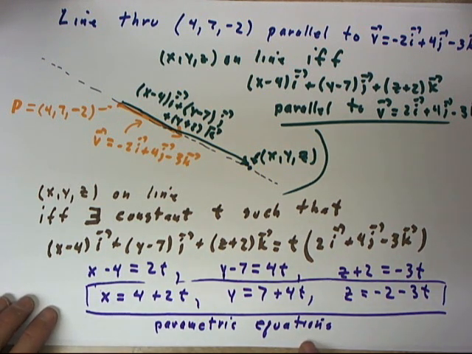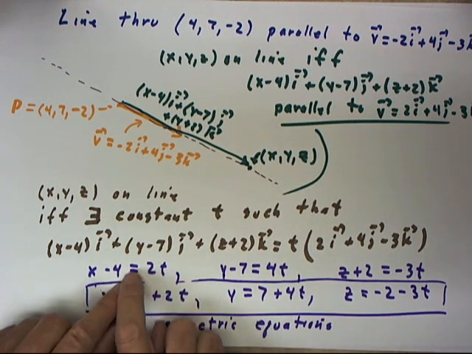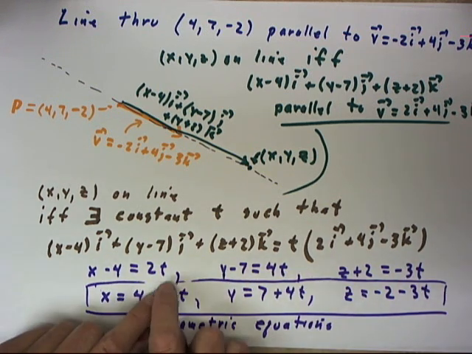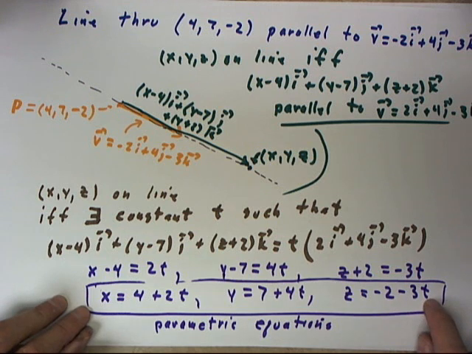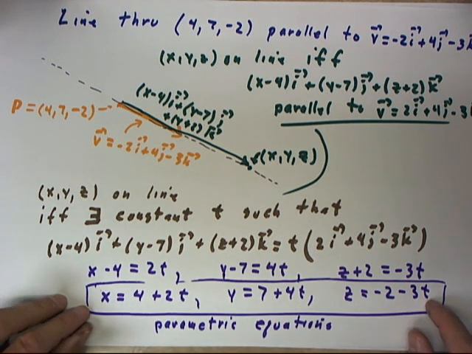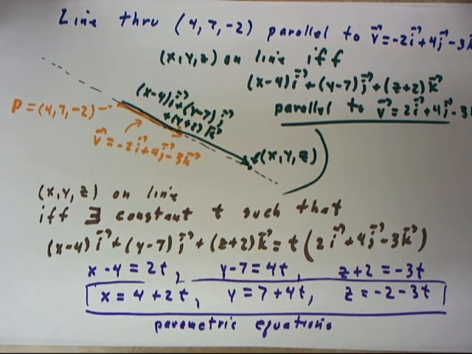There's another set of equations called the symmetric equations, and we get that very easily from these three conditions, or from the parametric equations, it doesn't matter, if we simply solve each equation for t and set the results equal to one another, and we'll see that in a minute.